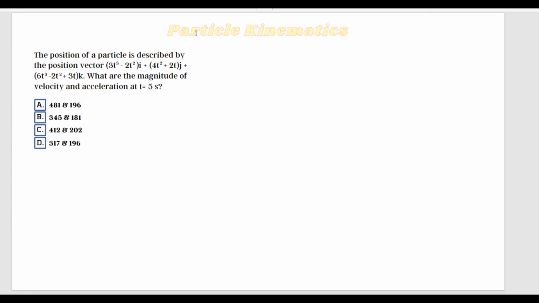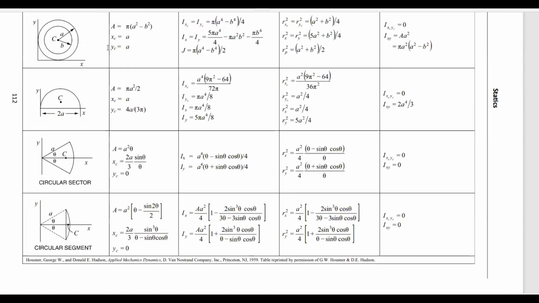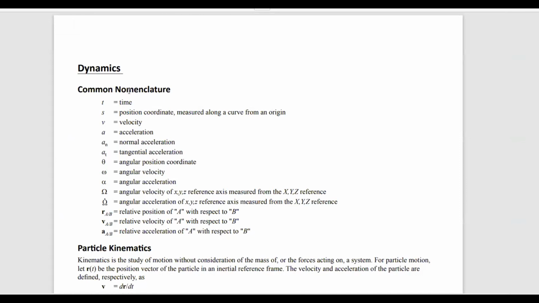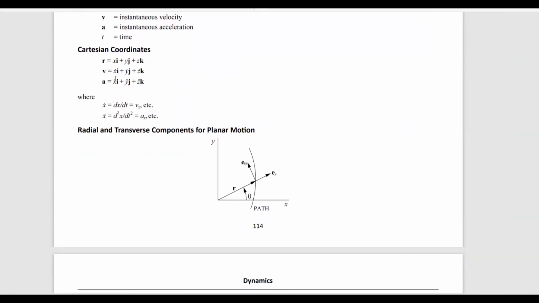First, as always, I would like to go to the FE Handbook and locate our formulas. So we're going to go to Dynamics. There you go. And here we have particle kinematics. And the formulas that we're going to use are over here. This is the position vector, this is the velocity vector, and this is the acceleration vector. What this tells us is that the velocity vector can be obtained by taking the first derivative of the position vector, and the acceleration vector can be obtained by taking the second derivative of the position vector. So this is what we're going to do in this problem.